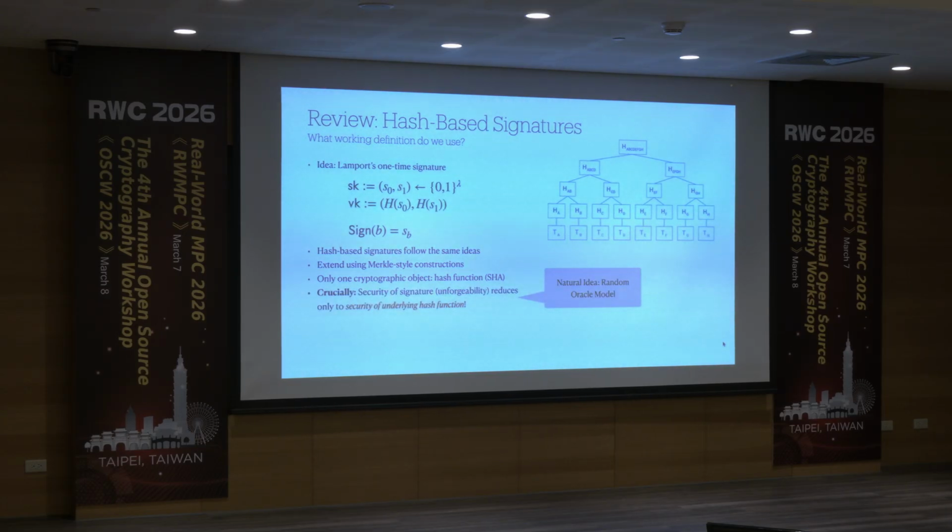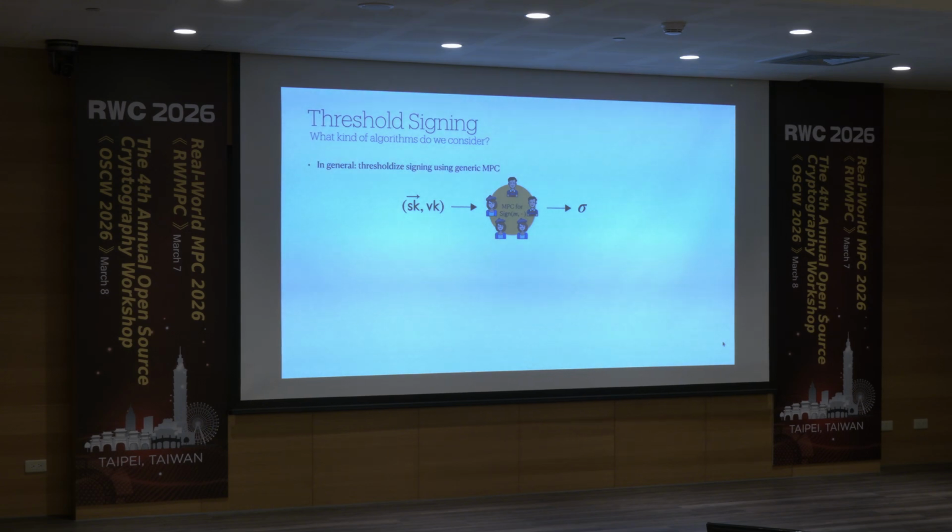And crucially, as I said, the advantage of this is that the signature security reduces only to a single cryptographic primitive, which is a hash function. And naturally, if you want to study this theoretically, the idea that we can use, of course, is studying this object in the random oracle model. Okay, so the working definition of hash-based signatures we're going to be using is that the security reduction requires no hardness outside the random oracle. So ultimately, all your security follows from the random oracle.